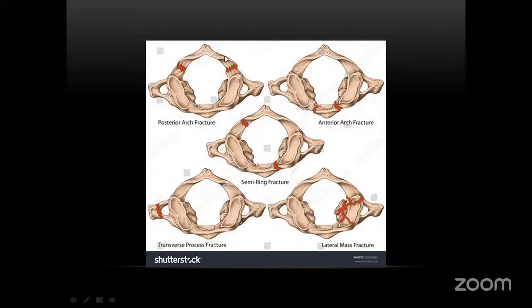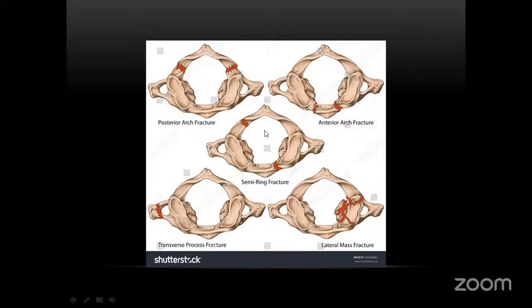How is the posterior arch of the C1 fractured? Contralateral to this one, opposite to this one. When there is axial loading and extension, severe extension, the posterior arch is fractured bilaterally or unilaterally.